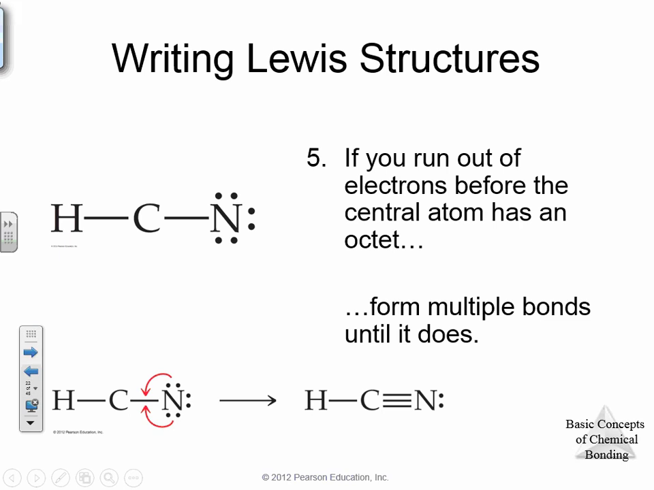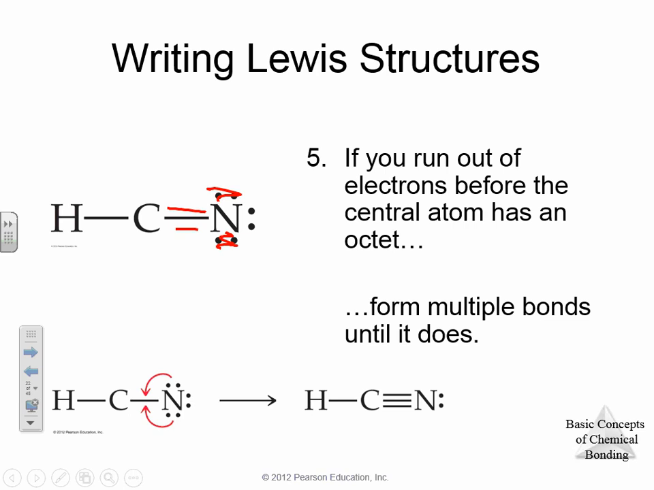Now, if you run out of electrons before the central atom has an octet, you're going to have multiple bonds. So rather than having these married couples on nitrogen, we're going to throw up 2 sets like that. Now that's kind of backwards from how we did it last year. So do as you feel comfortable with. I'm confident in your ability to draw Lewis dot structures.